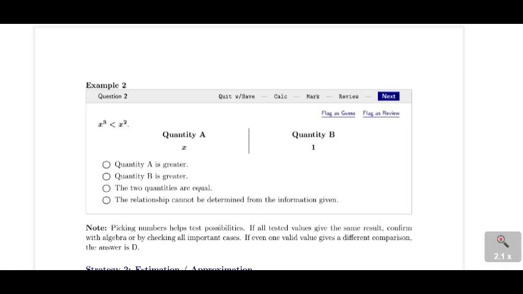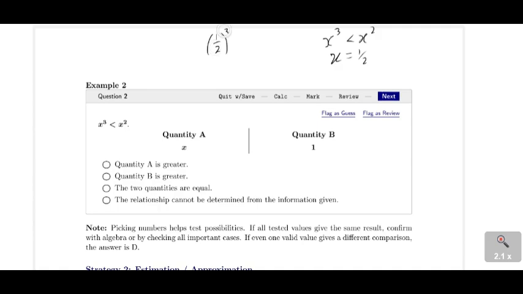All right, now let's look at the second example. Here we are given a constraint, right? A condition, rather, which says x cubed is less than x squared. So I'm going to test with some simple values. Let's use x equals half. Let me use a fraction. So when x equals half, let's check if it obeys this condition.